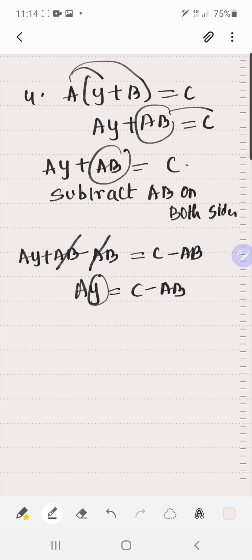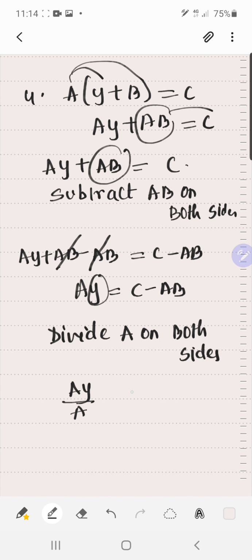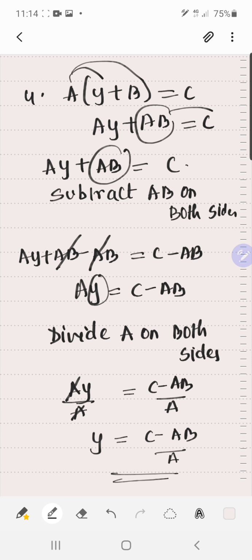Now I want to eliminate a from here. So a is in multiplication, so I will divide by a on both sides. So it will be ay upon a is equal to c minus ab upon a. So you can eliminate a here, so only y will be remaining. So that's your answer for y.